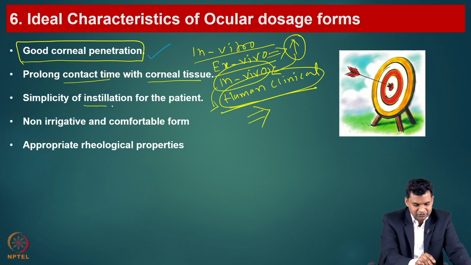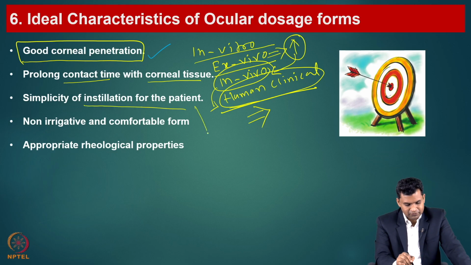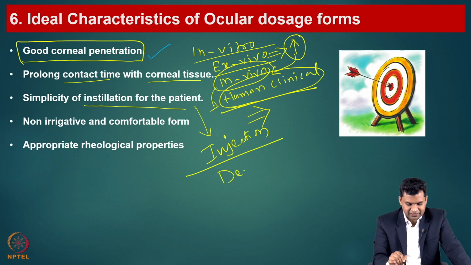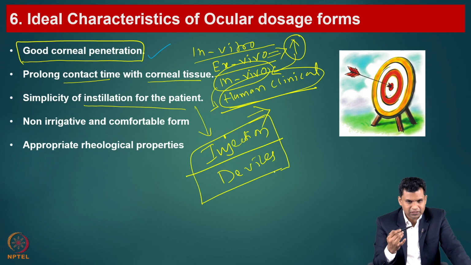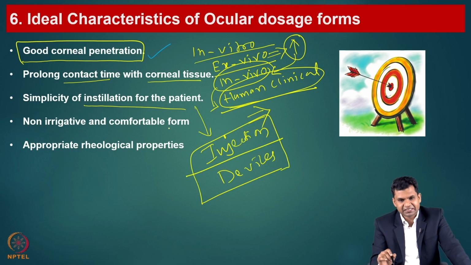Simplicity of instillation for the patient. For example, if injections are there or some critical devices are required to deliver the molecule into the eye, then that will be very critical. So, the simplest formulations for administration are always preferable for the ocular dosage form. Otherwise, in this case we need a medical practitioner and the cost of the treatment will increase.